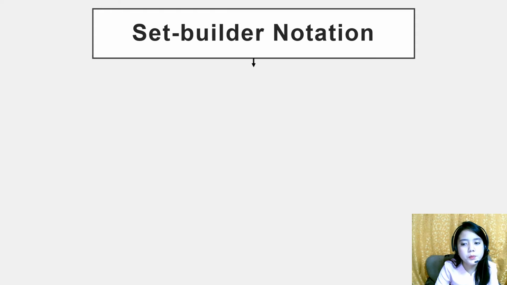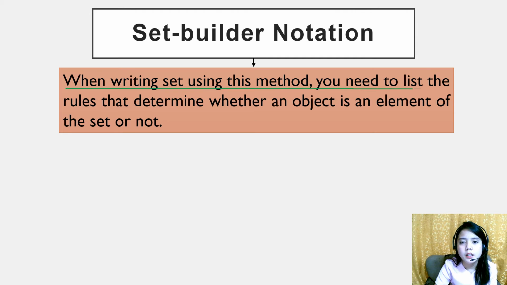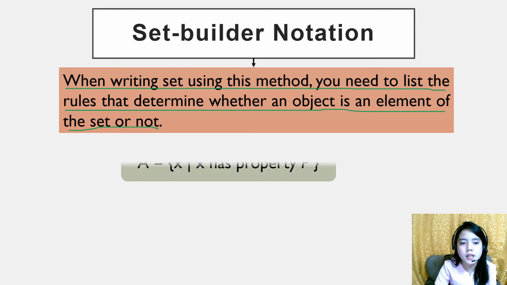Okay. Let us now proceed to the set builder notation. Unsa man ang set builder notation? Okay, everybody read it with me. When writing a set using this method, you need to list the rules that determine whether an object is an element of the set or not. Unsa daw? Okay, let's have the example para masayon. Okay, this one. Capital letter A, equal sign, braces, x, line, x has property P.